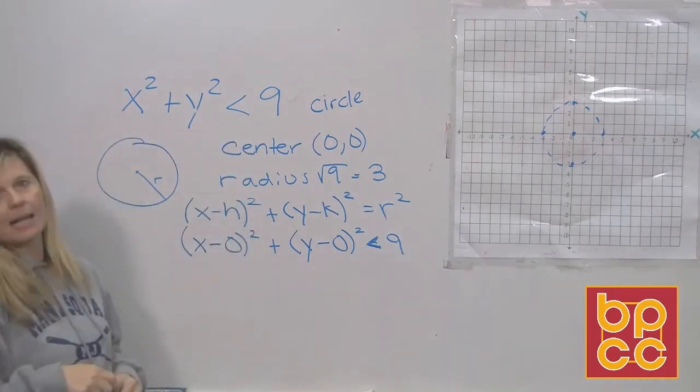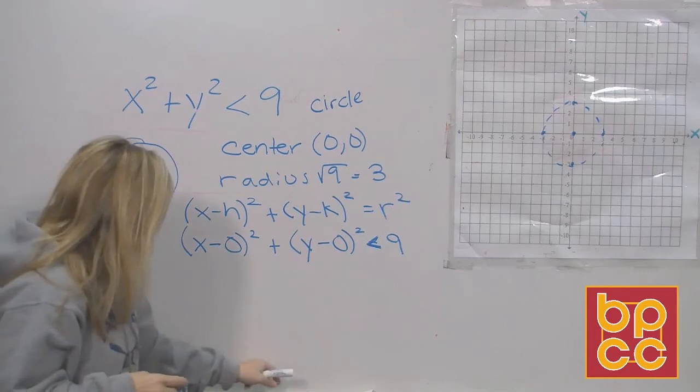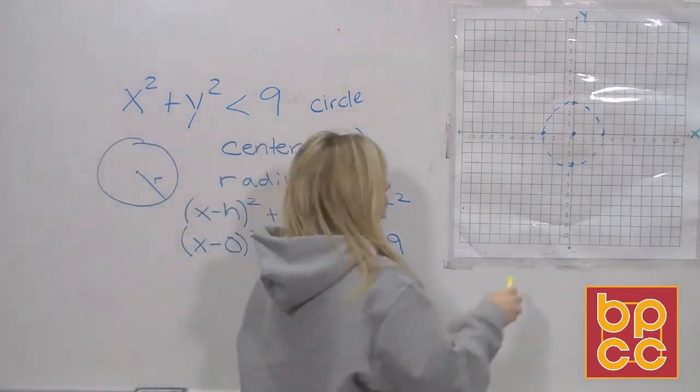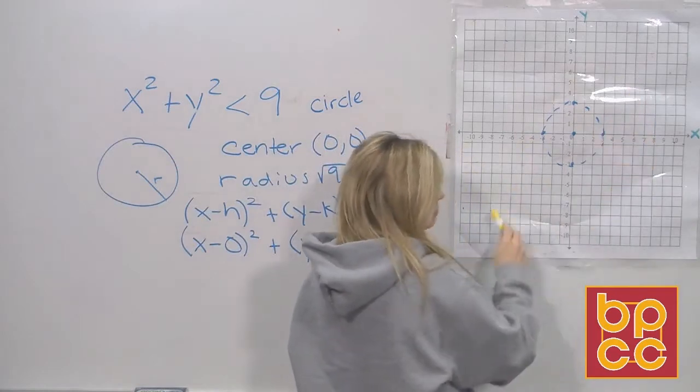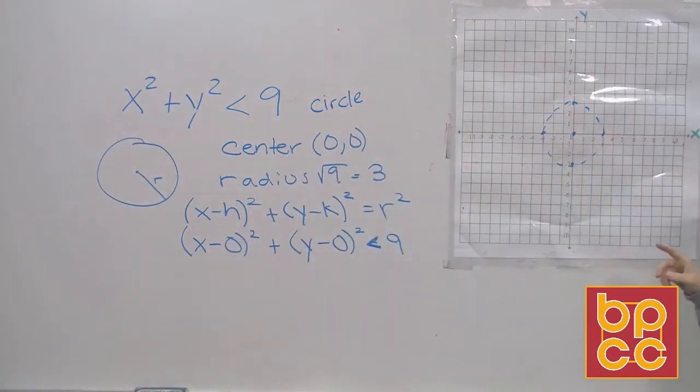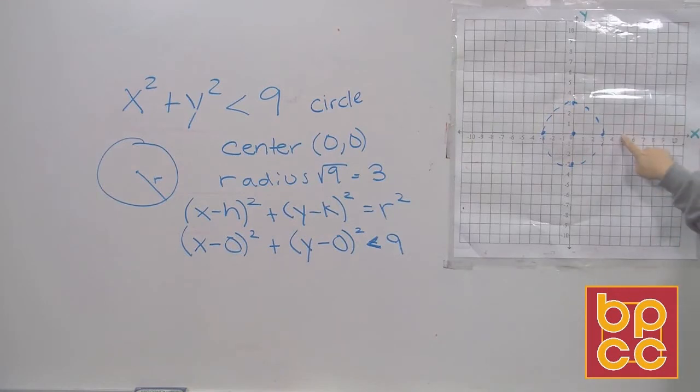What do you think less than means? I would think less than means maybe the outside. Let's check a point. Let's pick a point on the outside and see if that works. Do you all agree this point's outside the circle? That's at 5, 0. So let's check that.